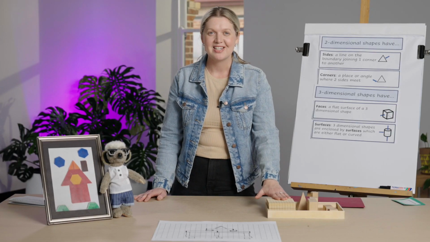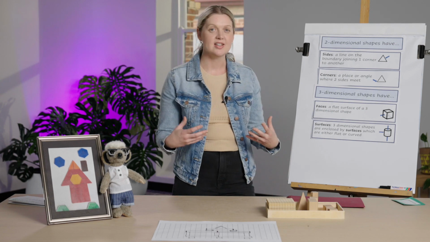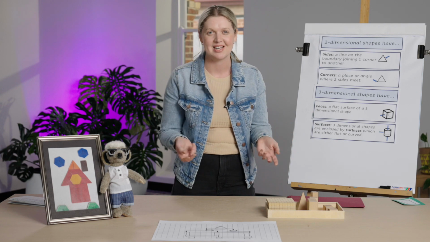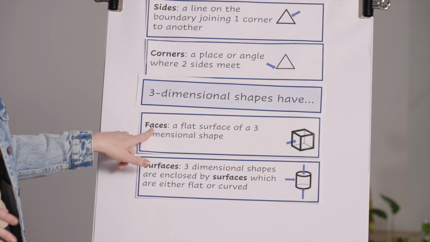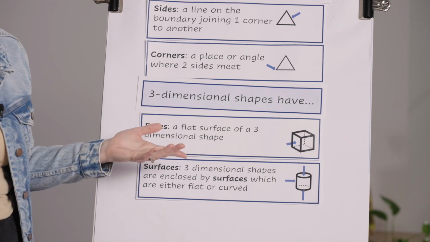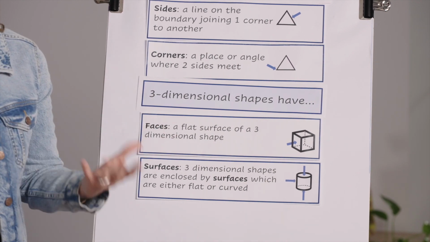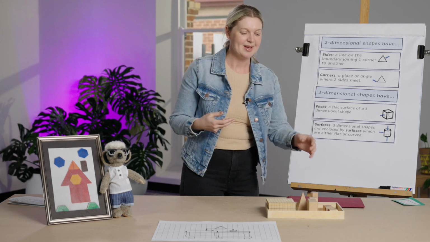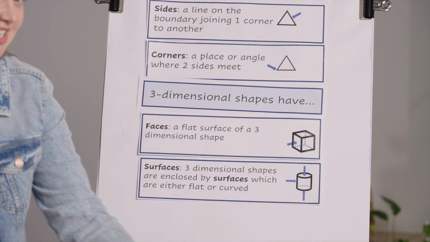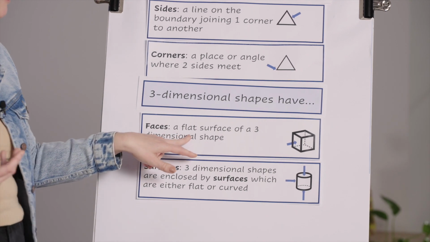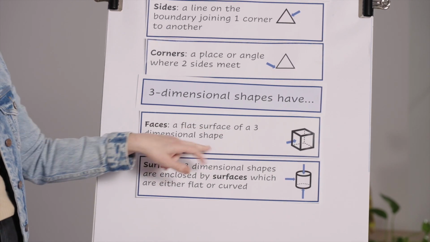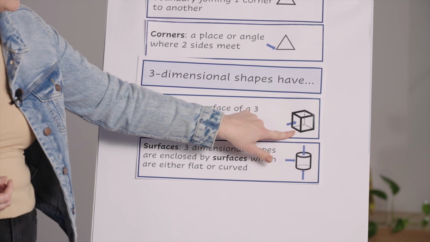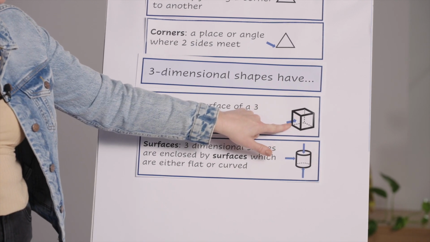Okay, so I've got my three-dimensional objects here, but first I want to talk about some words that we will need when exploring and describing three-dimensional shapes. The first word is faces. Now, when we're talking about the faces of three-dimensional shapes, we're not talking about faces like this. We are talking about the face on the shape. So a face is a flat surface of a three-dimensional shape. So you can see on this three-dimensional shape, here is one face. It's a square shape.